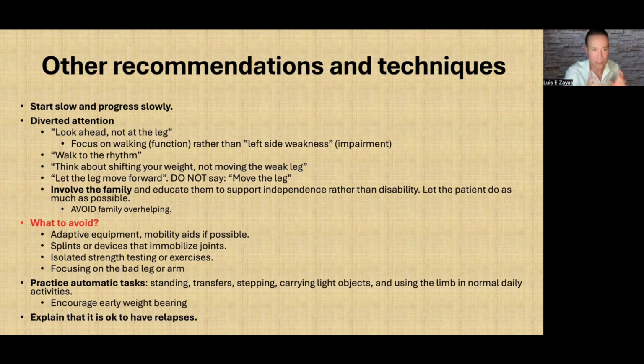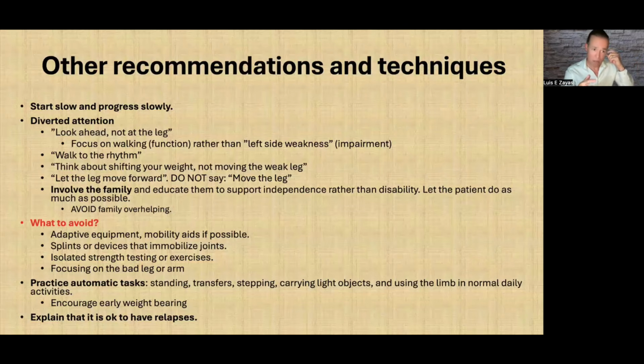This is the trick here: it is many things at the same time. It's not just the patient, it's clusters of symptoms, but also the family. So it's a package. Okay? But you need to avoid family over-helping.